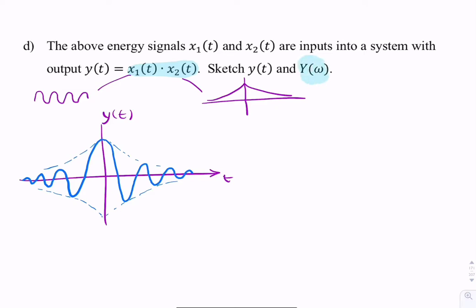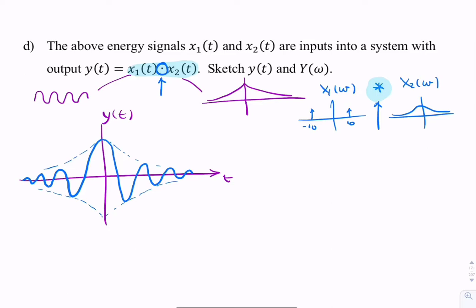Now, to find the spectral plot, we need to remind ourselves of what x1 and x2 look like in the frequency domain. So x1 of omega looked like that. It was just two impulses at minus 10 and 10. And x2 of omega looked like that. And what we're doing in the time domain is we're multiplying the two. So we've got a multiplication in the time domain. So the corresponding operation in the frequency domain will be a convolution.